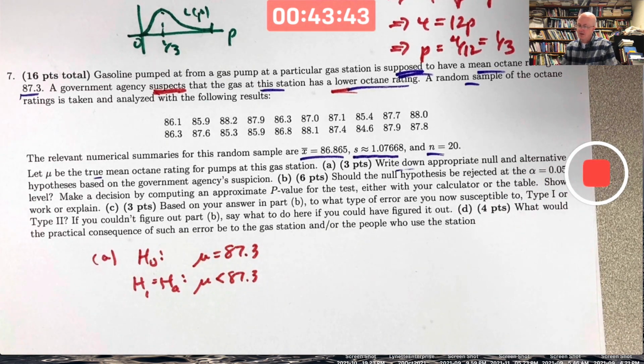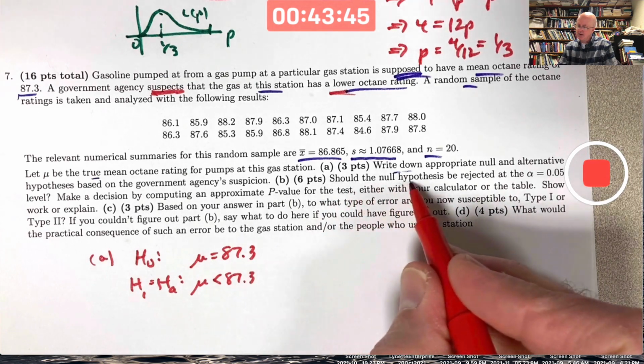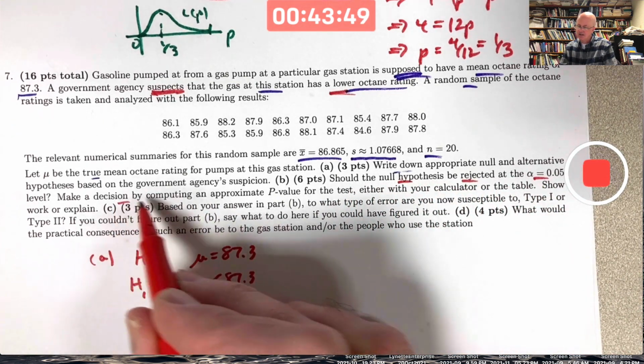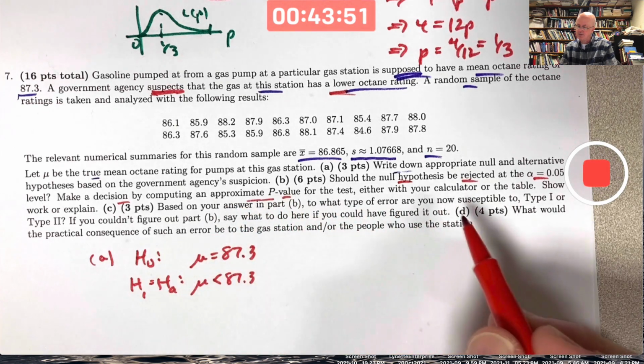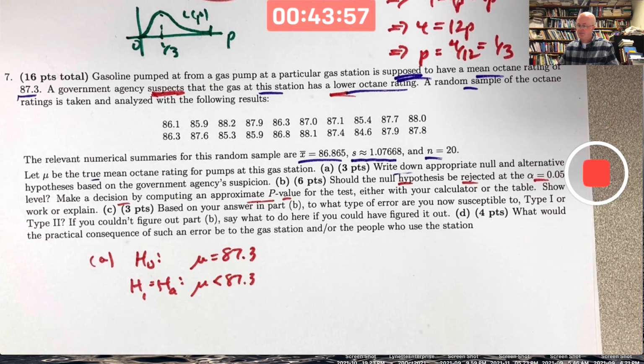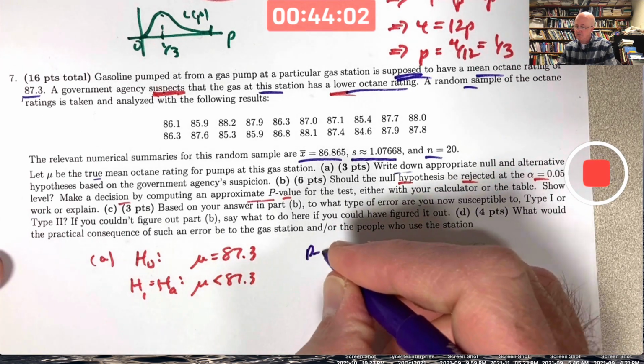There it is. Part B, should the null hypothesis be rejected at the 0.05 level? Make a decision based on computing an approximate p-value, either with a calculator or a table, show your work or explain. Okay? So what do we do? Well, what is a p-value?